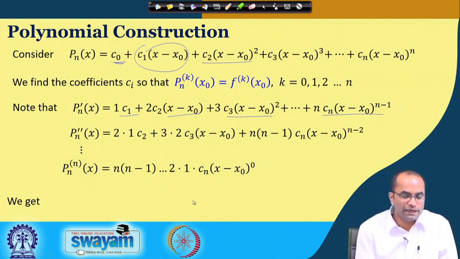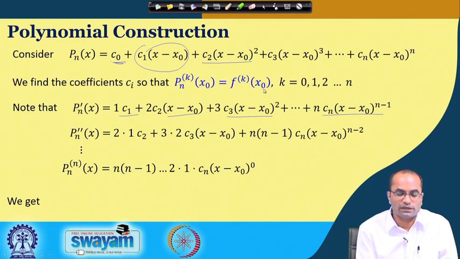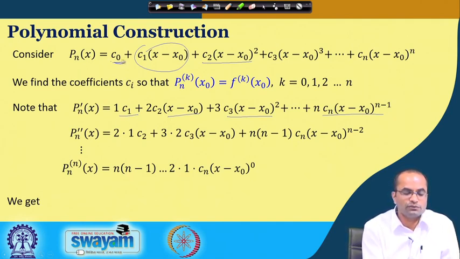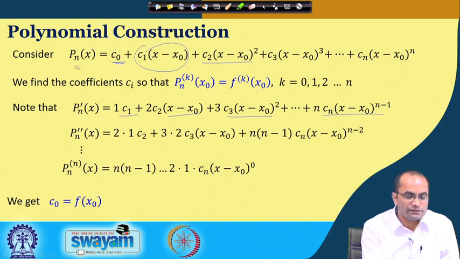Having this, what do we get out of the first condition when we substitute? Our condition says the polynomial value at x 0 must be equal to the function value at x 0, and likewise for the further derivatives up to order n. From the polynomial itself, when we substitute x equal to x 0, all the other terms vanish and we get only c 0 as p n x 0, and p n x 0 is f x 0. So we get c 0 as f x 0.